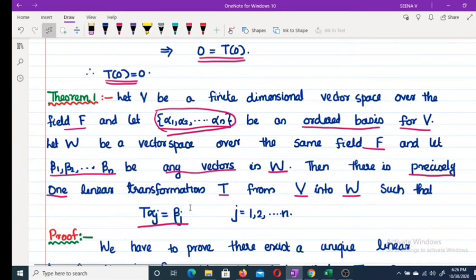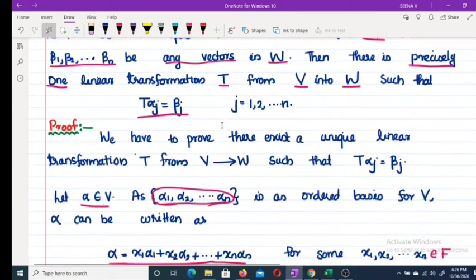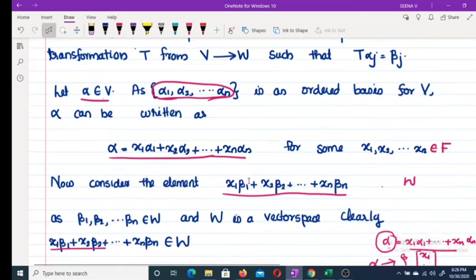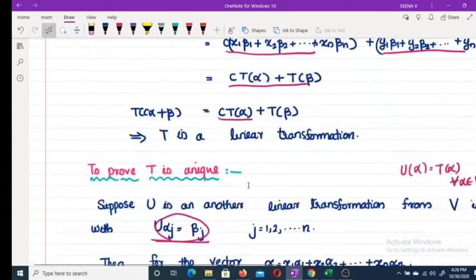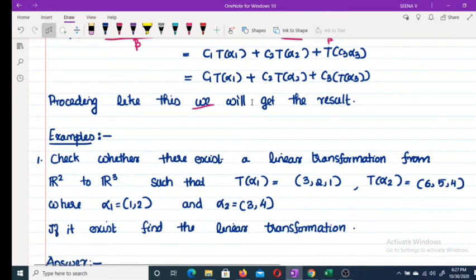For this, what is our linear transformation? T is a map from V to W defined by: if alpha is equal to x1 alpha 1 plus etc. plus xn alpha n, then T alpha equals x1 beta 1 plus x2 beta 2 plus etc. plus xn beta n. Okay, clear? If we define it like this, then T is a well-defined map, T is a linear transformation, and T is unique.